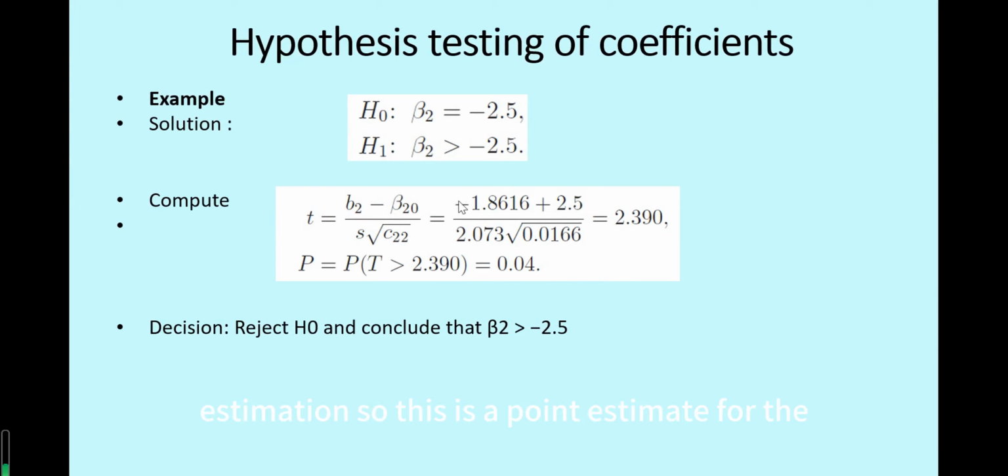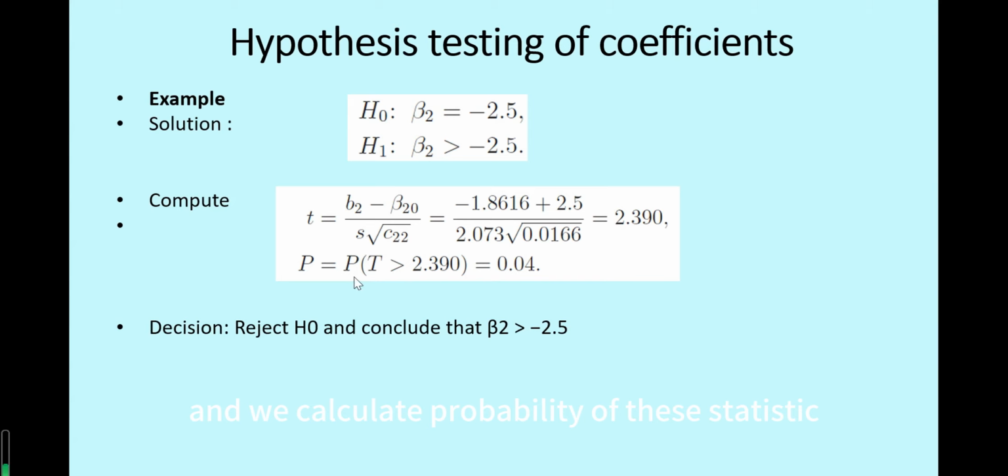So we just fill in all values from the estimation. This is the point estimate for beta 2, and we minus this value, actually it is plus 2.5, then divide by s. S is the square root of the sum of square error divided by n minus k minus 1. And this is the C22 from the independent variables matrix, the inverse of the multiplication of the transpose and the matrix. So using this value from the matrix, we get 2.39.